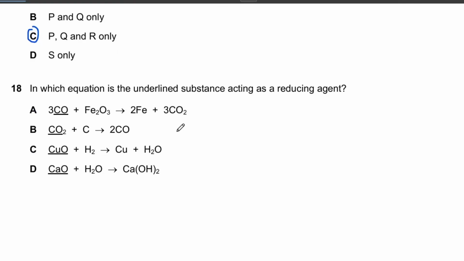Question 18. In which equation is the underlined substance acting as a reducing agent? So reducing agents are substances that are oxidized. So we are looking for the one that is oxidized. If you look at option A, carbon monoxide changes to carbon dioxide. That is oxidation. So our answer is A, because carbon monoxide is oxidized to carbon dioxide. The substance that is oxidized is the reducing agent. The substance that is reduced is the oxidizing agent. So the correct answer is A.